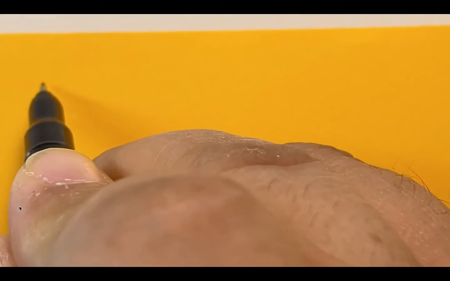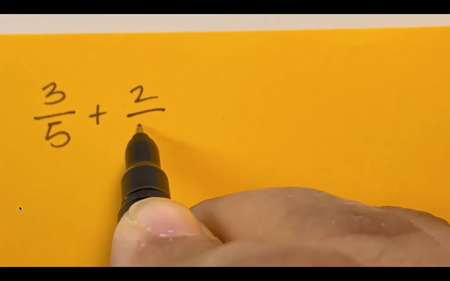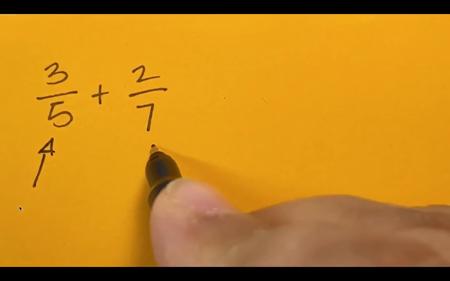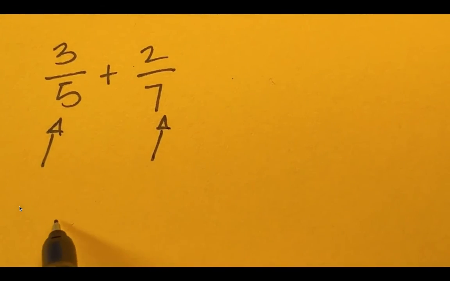Hello everyone, we are going to begin by adding 3/5 plus 2/7. And of course these were chosen intentionally because the denominator 5 and the denominator 7 are not the same, which is really important when we're adding fractions. We are going to use a process of writing equivalent fractions.